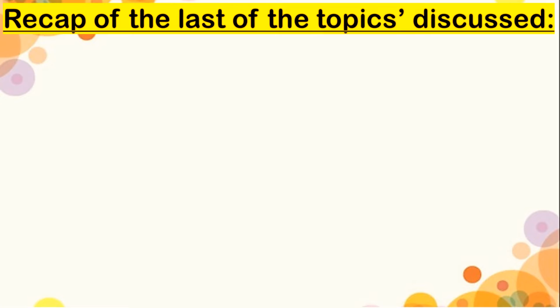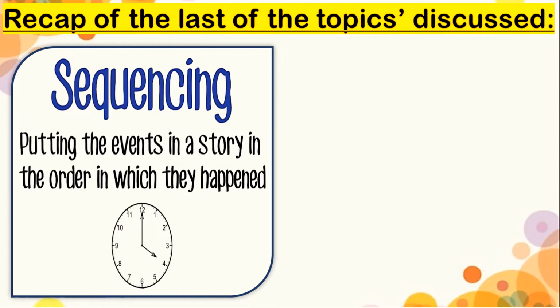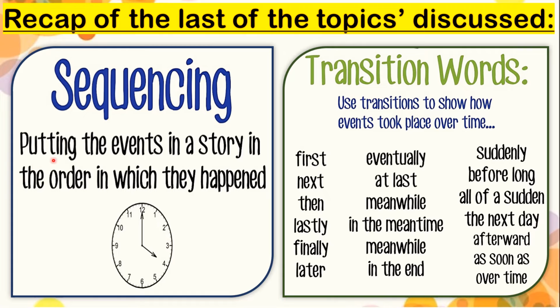So class, before we begin with our online learning discussion, I would like us to have a short recap or review of the last topics that we have discussed. And it's about sequencing, which is putting the events in a story in the order in which they happened. So in sequencing, class, we use transition words. Use transitions to show how events took place over time. So we have these transition words.